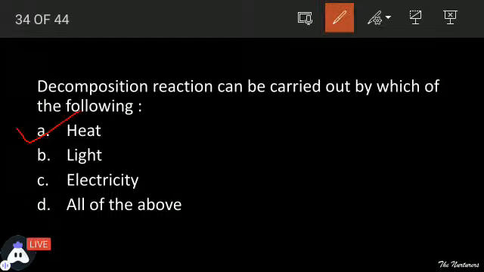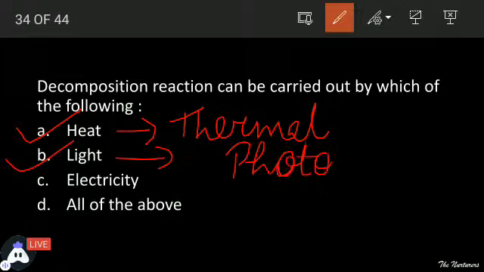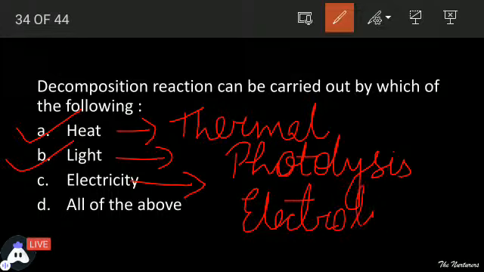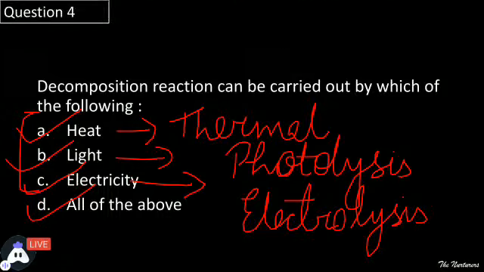Yes, we can give energy in the form of heat, and those reactions are termed as thermal decomposition reaction. When we give energy in the form of light to break something, we termed it as photolysis reaction or photolytic reaction. When we give energy in the form of electricity to break up the thing, then we term the reaction as electrolysis reaction or electrolytic reaction. So since decomposition reaction can be occurred with all of the three, the answer would be all of the above.